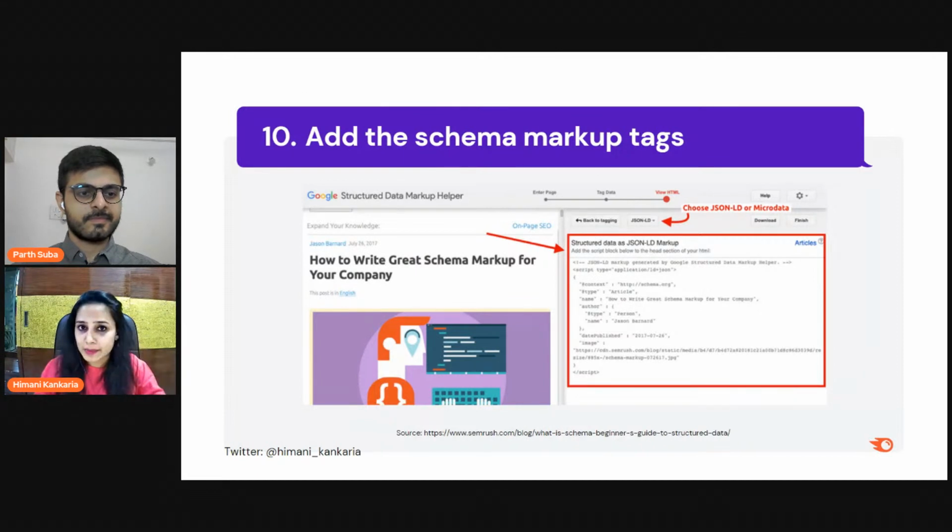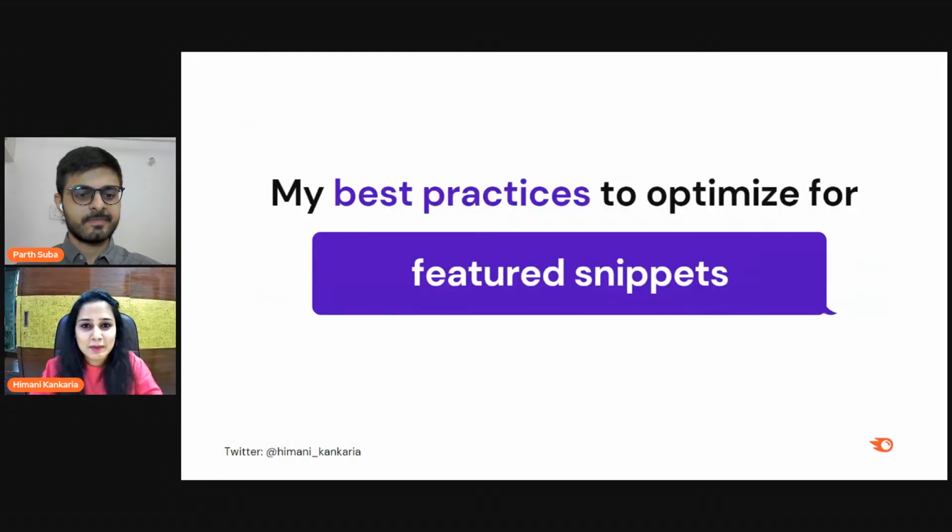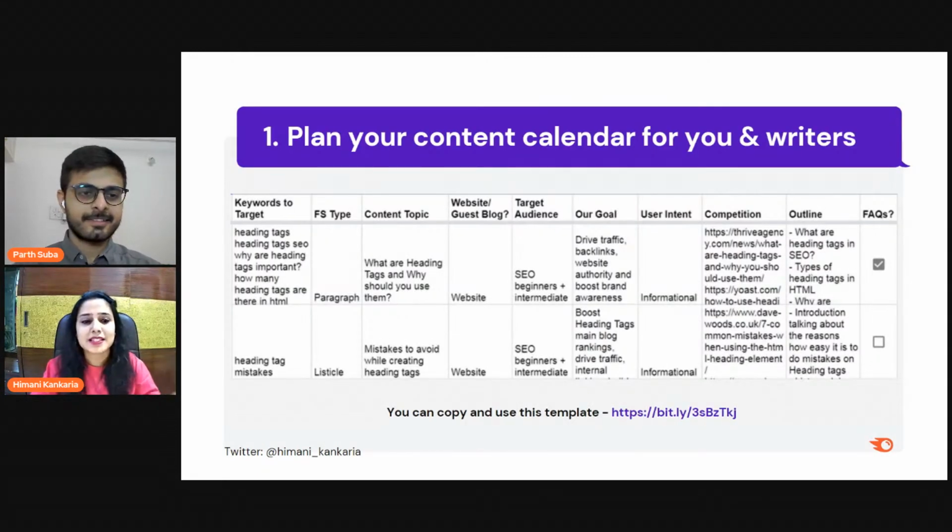So these are the steps that you need to follow when you are looking to optimize the content for featured snippets. But this is not yet over, because now the real punch comes here. I'm going to share my best practices for optimizing for featured snippets. So the very important step starts with planning your content calendar for you first and then for your writers.